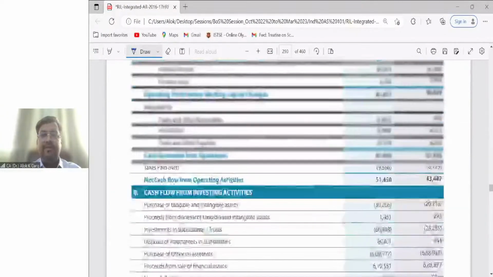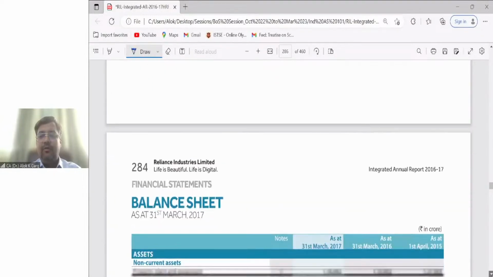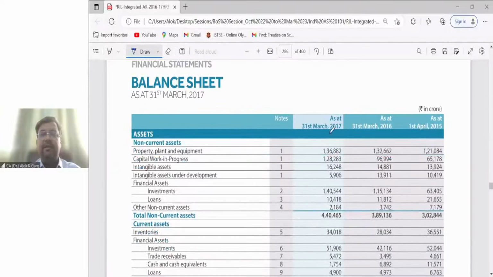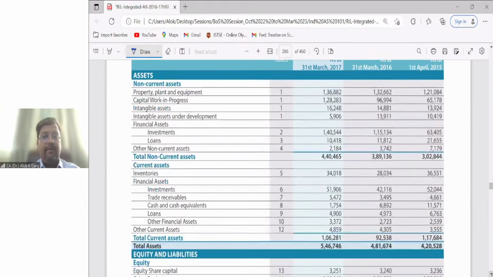So let's see their balance sheet. When you look at their balance sheet, of course, for the current year, which is 16-17, they have given the balance sheet of 31st March 17. One year comparative is also required. So they have given the balance sheet of 15-16, which is 31st March 16. And they have also given the third balance sheet, the opening balance sheet of the comparative year. So if the comparative year is 15-16, what is the opening balance sheet? 1st April 2015. This is the opening date. So they have given the third balance sheet, which is the 1st April 15 balance sheet, right? Clear? Okay.